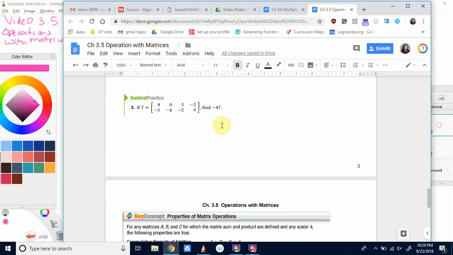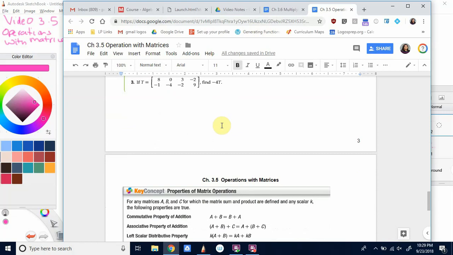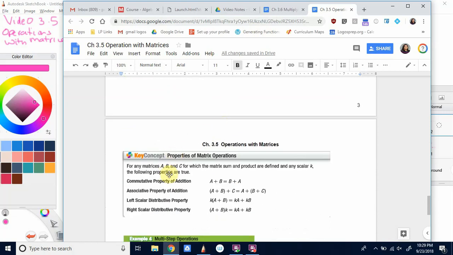So now we're going to look at some key concepts, some properties of matrix operations. For any matrices A, B, and C for which the matrix sum and the product are defined, and any scalar K, the following properties are true. So if it's defined, then the commutative property of addition says A plus B is equal to B plus A, just like the commutative property of addition for real numbers. The associative property says you can group. If you've got A plus B grouped together plus C, then you can regroup it and go A plus B plus C and change the order.